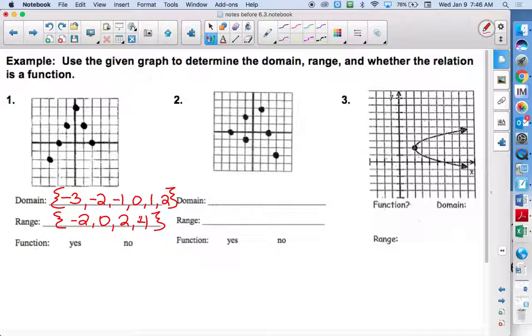And then the last question would be, is this graph a function? So does each x have one y? Or you can do the vertical line test and draw vertical lines through those points and make sure that your vertical line only touches one point. So Holly, would you say it's a function or not a function? Yeah, it is a function.